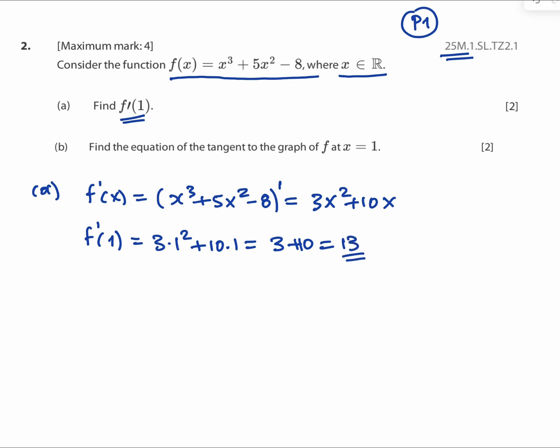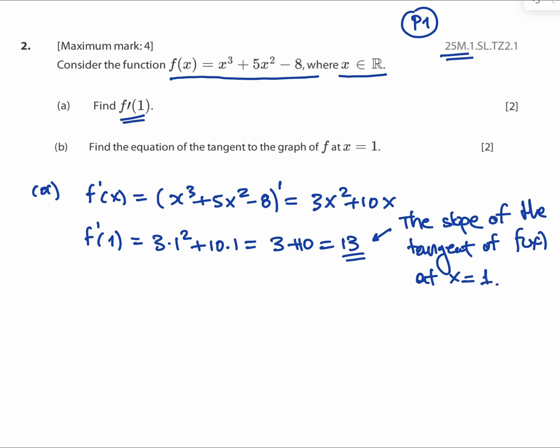Now, what we actually found here with 13 is essentially the slope of the tangent of f of x at the point x is equal to 1. Part A is pretty straightforward. Part B is a little bit more challenging because we're going to have to find the equation of the tangent of f of x at x is equal to 1.